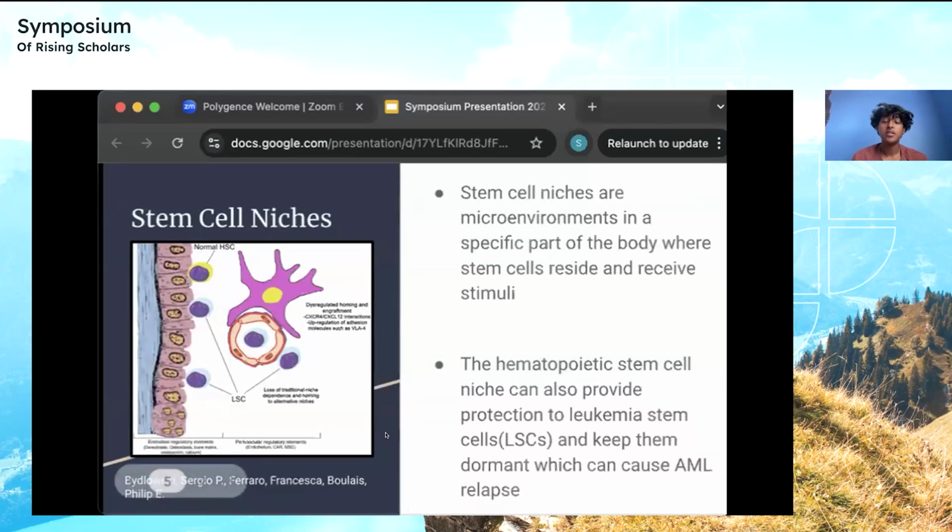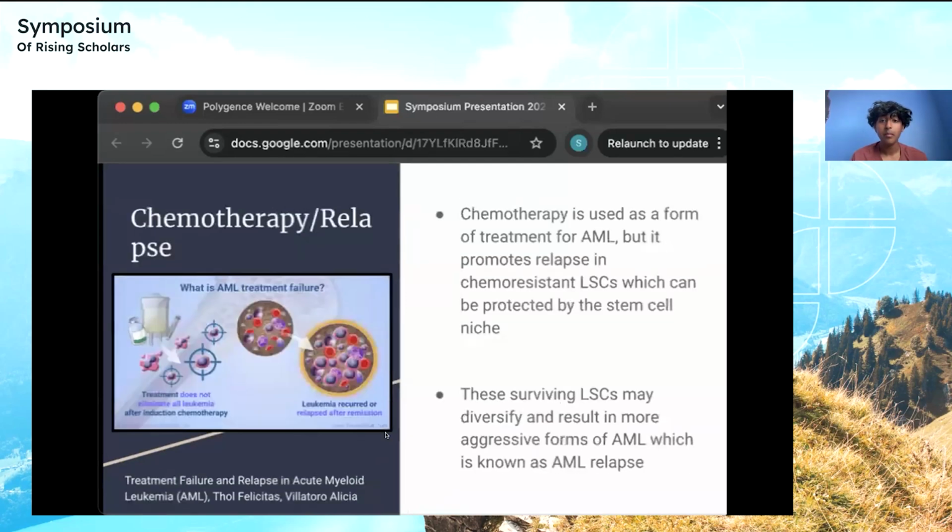So now we're going into stem cell niches and how they affect my project. Stem cell niches are microenvironments in a specific part of the body where stem cells reside and receive information and signals. The specific stem cell niche that I'm looking into is the hematopoietic stem cell niche, which from the name you can imply that it moderates hematopoietic stem cells. And the special case it has in this project is that it actually provides protection to the LSCs, which are leukemia stem cells, and keeps them dormant, which can cause AML relapse during chemotherapy.